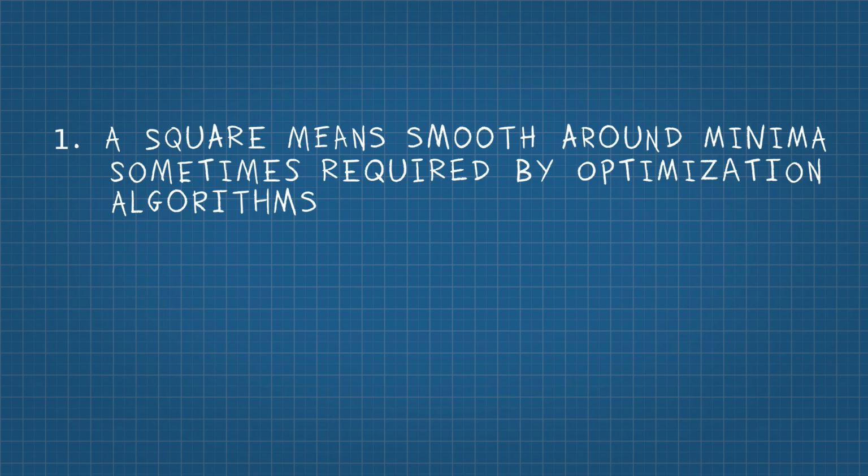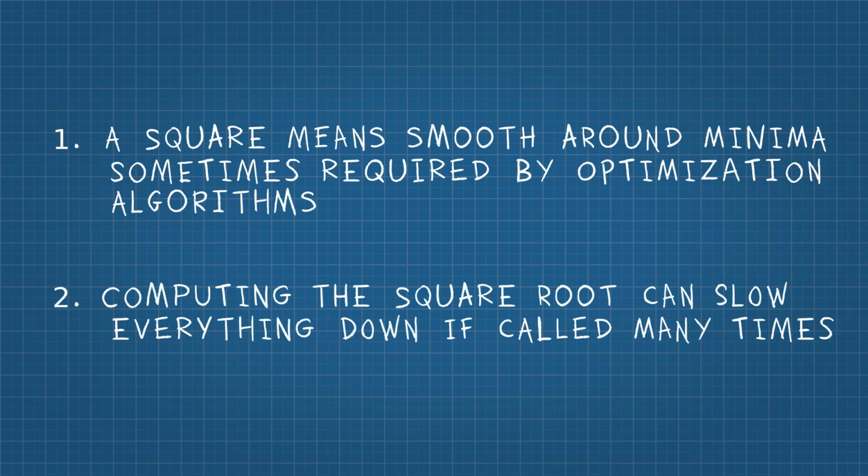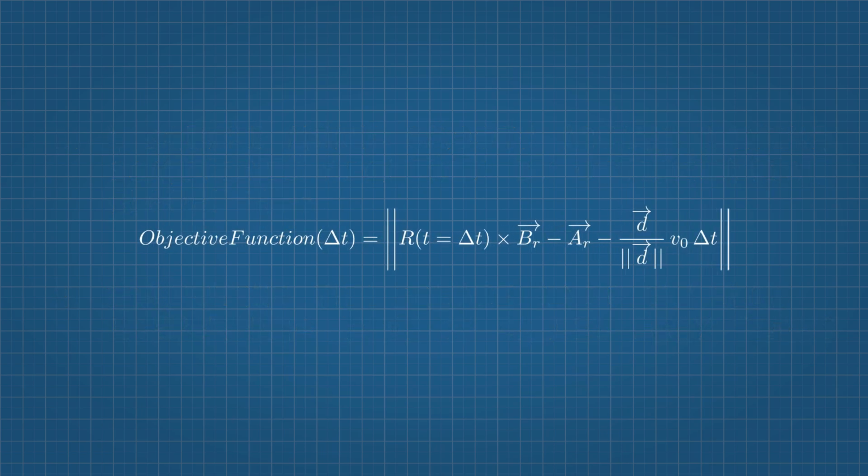Many minimization algorithms prefer or even require the first and even sometimes the second derivative to be continuous at the minimum. The second one is more mundane. By taking the square of the norm, we actually save ourselves the computation of the square root, which, when evaluated many times, could slow the entire process quite a bit. However, in our case, we will keep the square root, and I will explain to you in a minute the reason why.